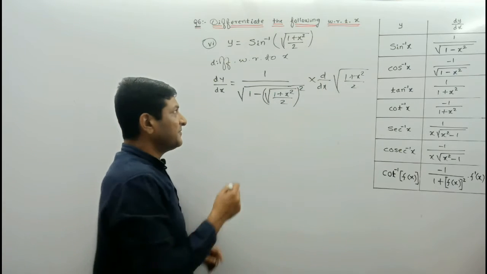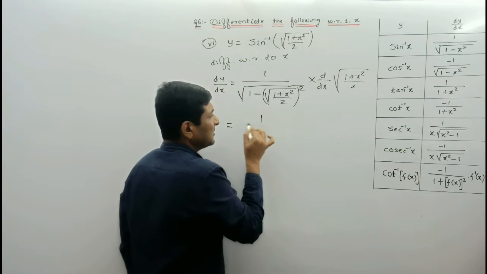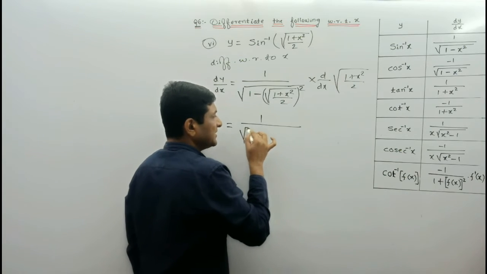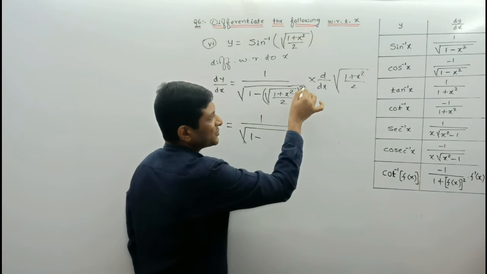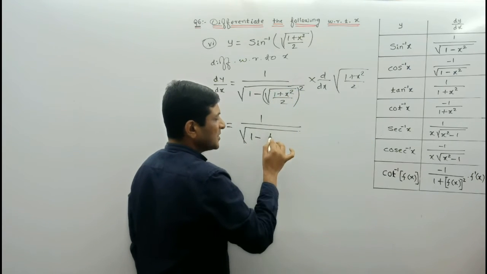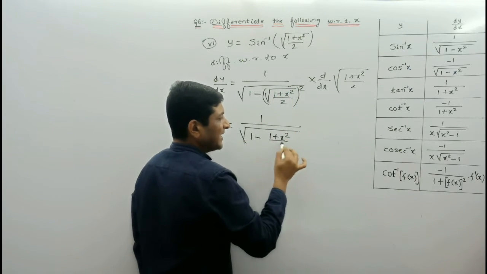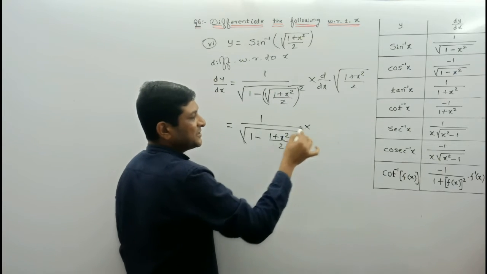Now let us simplify it. So which is equals to 1 upon, in the denominator keep this root as it is, 1 also as it is. If we are taking square here, square and root will get cancelled. What is remaining term? 1 plus x square upon 2. Now we are finding its differentiation.